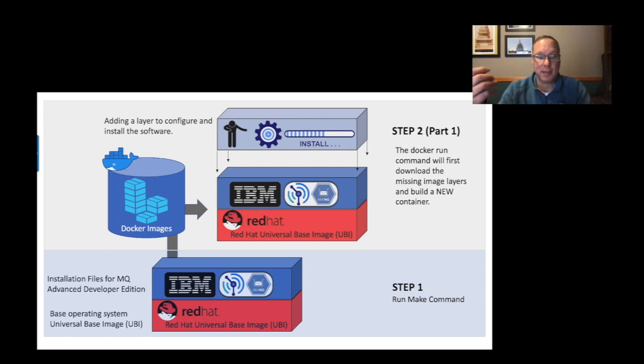This container contains the universal base image and the MQ installation files. So this step here has a container. What happens then is it pushes that container into your Docker images repository. So after this step, when you look at your Docker images repository, you're going to see a couple of new containers. Why? Because it downloads the base image as a container, then it builds a new container containing the installation files. That's a new container image.